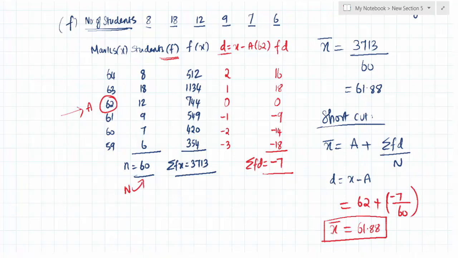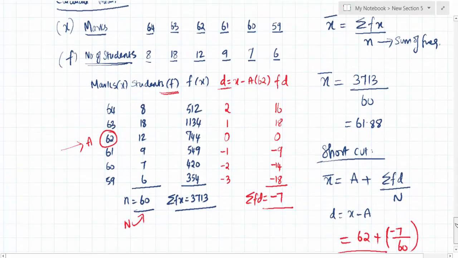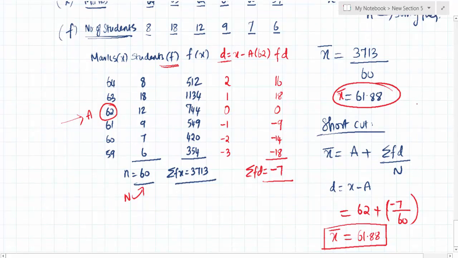We have already calculated the mean using the direct formula, which is 61.88, and using the shortcut method also you get the same value.